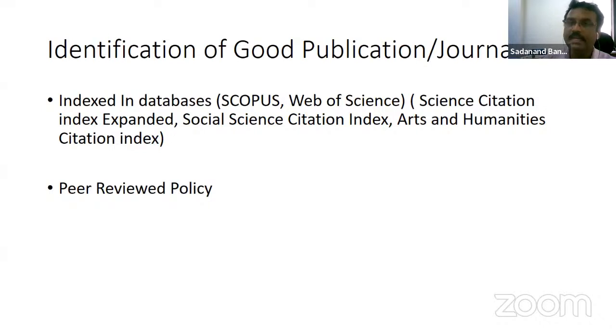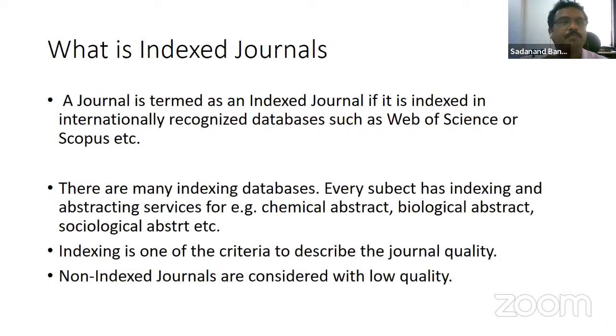Or even if the journal is not indexed in these, it could be indexed in some other databases. Nowadays, many of the subject areas have their own indexing databases. As in library science, you have LISA, Library Information Science Abstracts, which is an indexing database. Biological Abstracts, Chemical Abstracts, Sociological Abstracts, the DOAJ, these are indexing ones. Because all these indexed journals have a peer review policy.